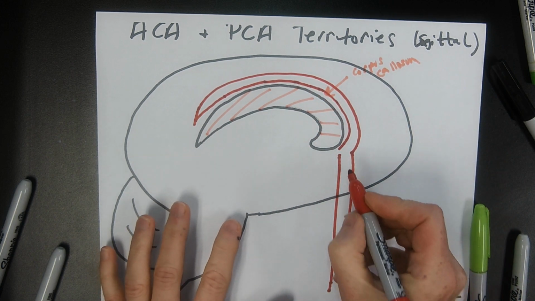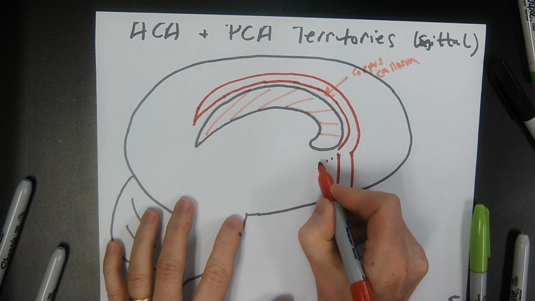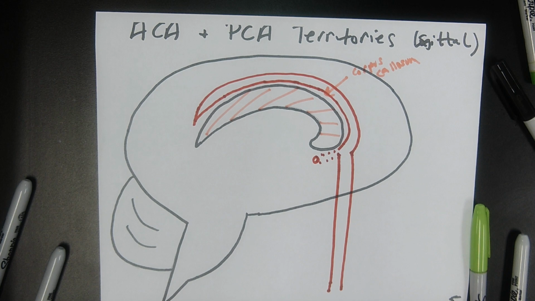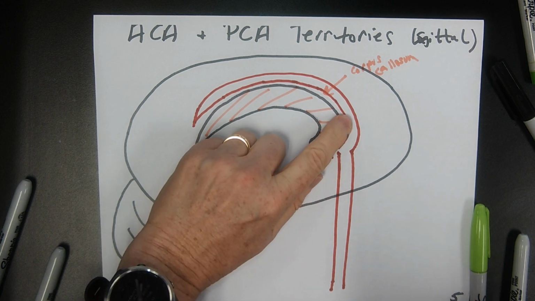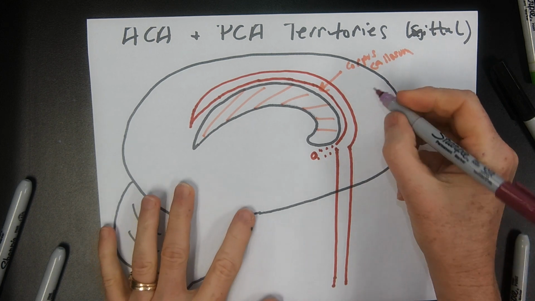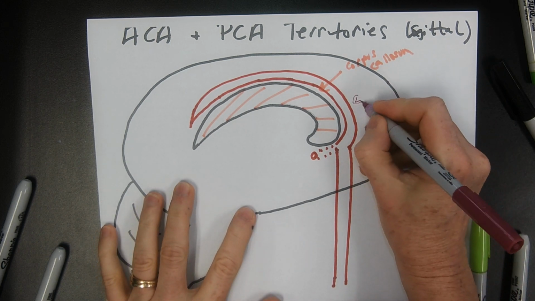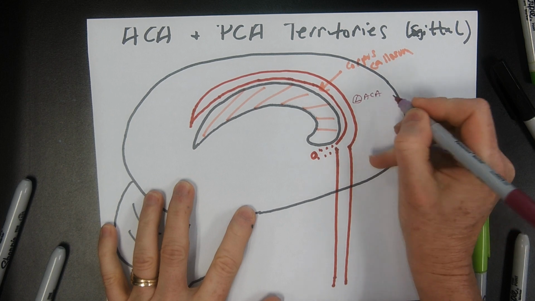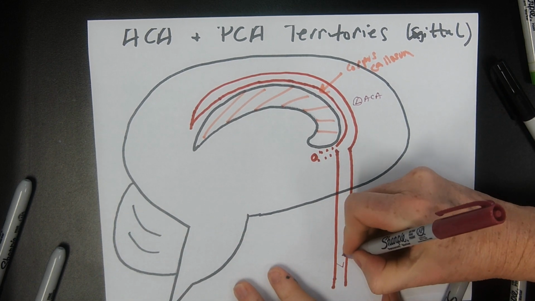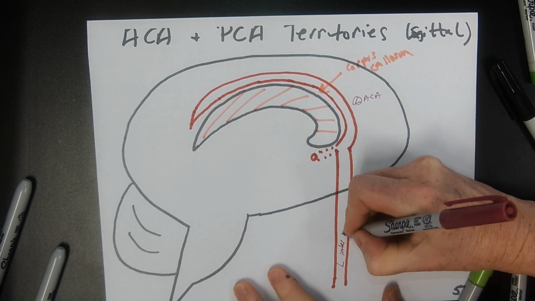Okay, remember the MCA is going to come, it's going to go back out the other side. So we're not going to worry about that one right now. So what's the name of this artery that flips over corpus callosum again? Anybody remember? Left ACA, anterior cerebral artery. And then this is going to be your left internal carotid.